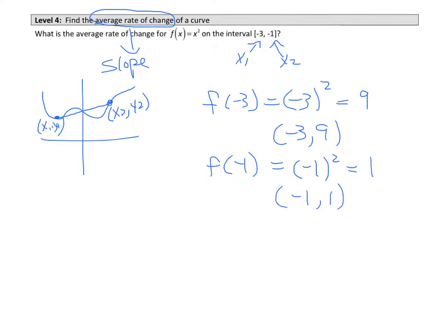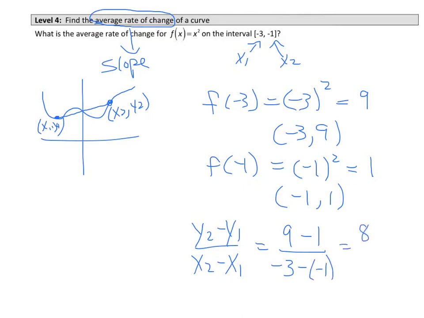And now we just find the slope between these 2 points using the slope formula, y2 minus y1 over x2 minus x1. So we get 9 minus 1 over -3 minus -1, which gives us 8 over -2, which is -4, and that would be the average rate of change.